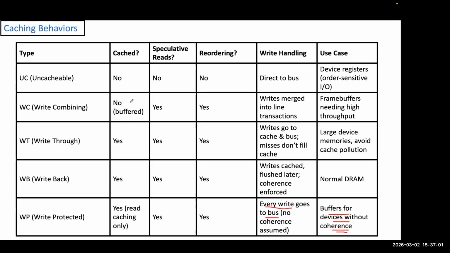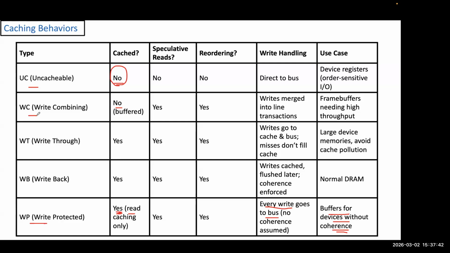This approach is different. Write protected is different from uncacheable or write combining. How? Because in uncacheable and write combining, you cannot cache the data even for read purposes. Here you allow the data to be cached, but only for read purposes. However, you are not allowed to perform the write operation on those cached lines. Is it clear to everyone? Like how write protected mode, our cache behavior, is different from uncacheable or write combining.